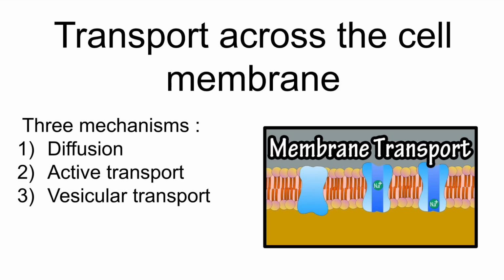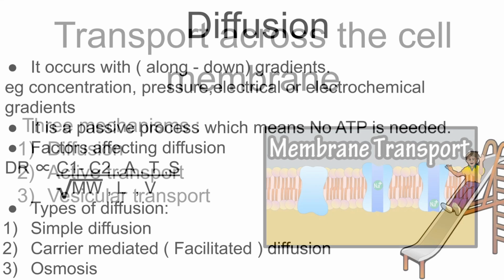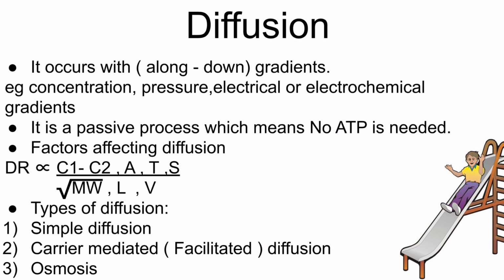Hi everyone. Today we will be talking about diffusion and osmosis. In general, transport across the cell membrane occurs through three different mechanisms: diffusion, active transport, and vesicular transport. Firstly, we have diffusion. In diffusion, there are 4 points to be discussed.